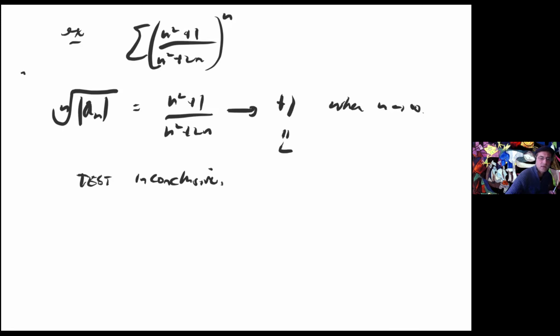Okay, so that's all for the ratio and root test and the notion of absolute convergence. And so we're done with this section.